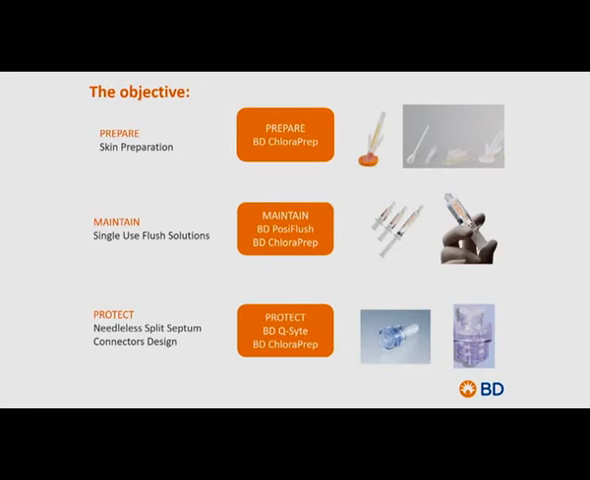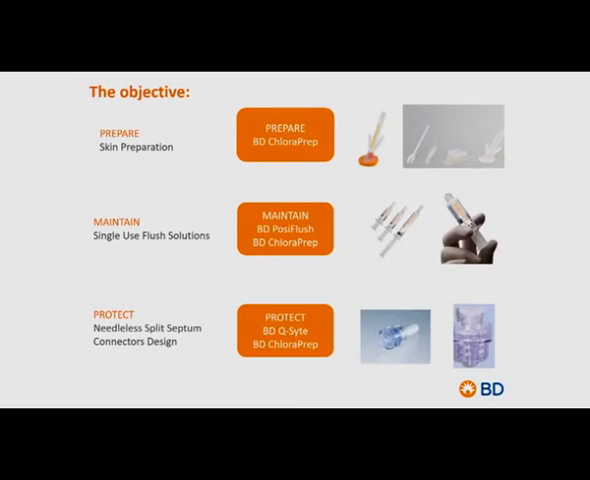Okay, thank you. Last but not least is the protection part, which again, we talk about the chlorhexidine and the needle-free connectors, which will allow me access into my lines without having to use a needle, which will protect both my patient and my nurse and my doctor from exposure that is 100% unnecessary.